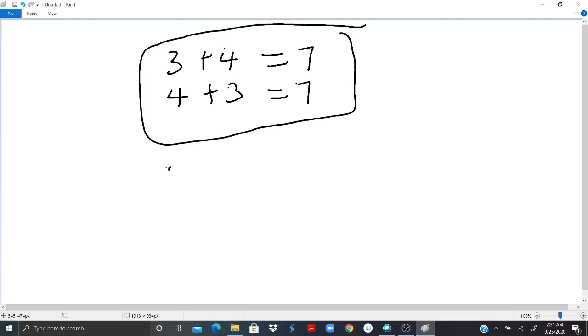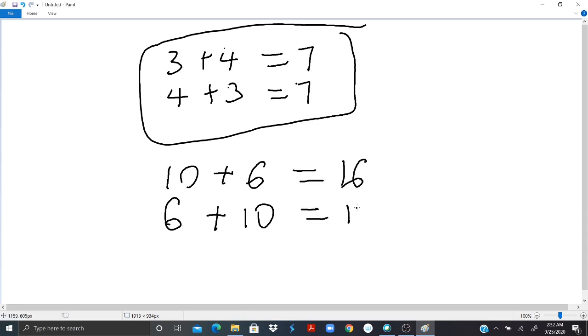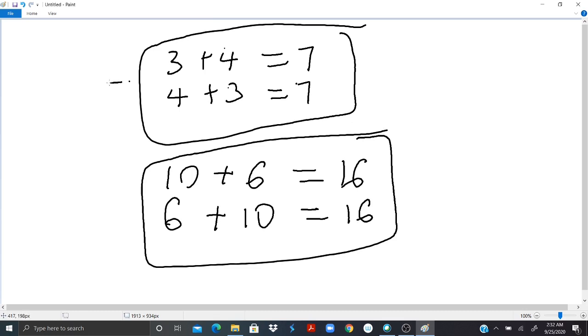Let's do another one. 10 plus 6. That will give me 16. What about 6 plus 10? That will give me also 16. So from these two sets, we can see that changing the position in the addition doesn't affect the result. We change the position, but the result is still the same. That's the reason why we call this property of addition commutativity.